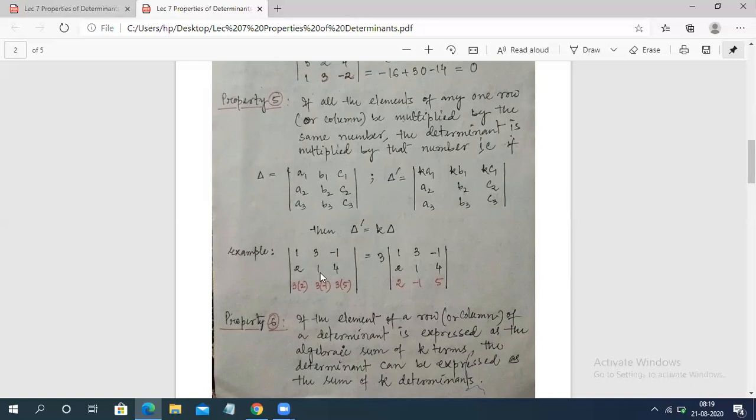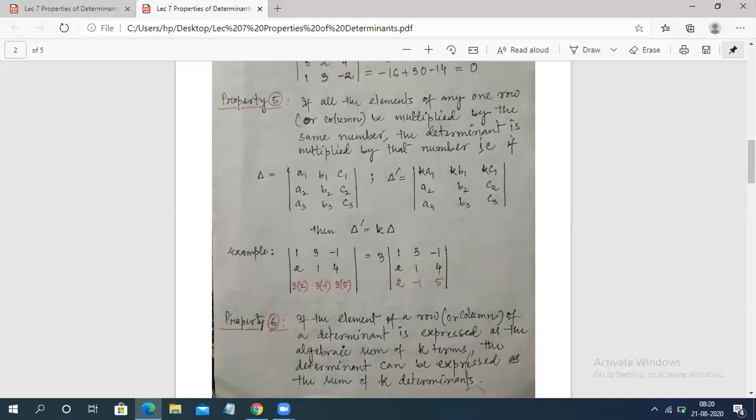For example, suppose these are the entries of this determinant: 1, 3, minus 1, 2, 1, 4, and this is 3 into 2, 3 into minus 1, 3 into 5. That means in R3, each entry is multiplied with the same scalar 3. So this determinant value can be written as 3 into 1, 3, minus 1, 2, 1, 4, 2, minus 1, 5. Okay.